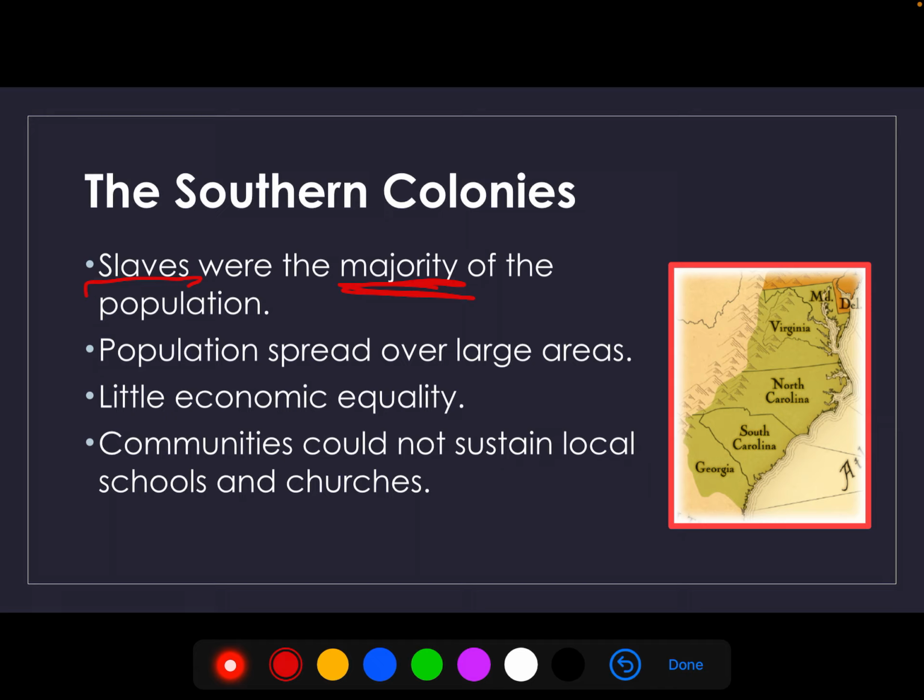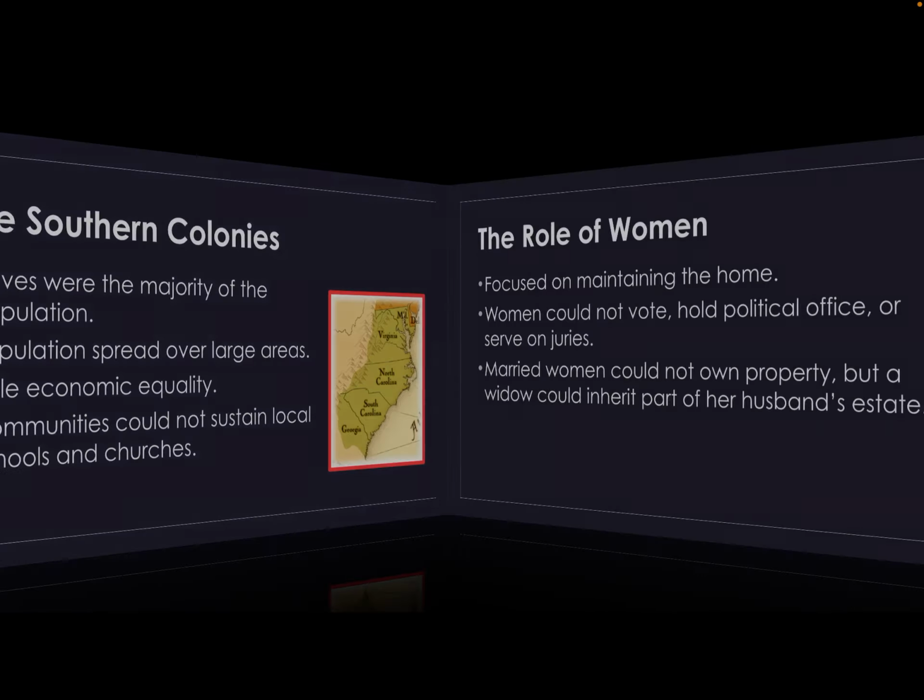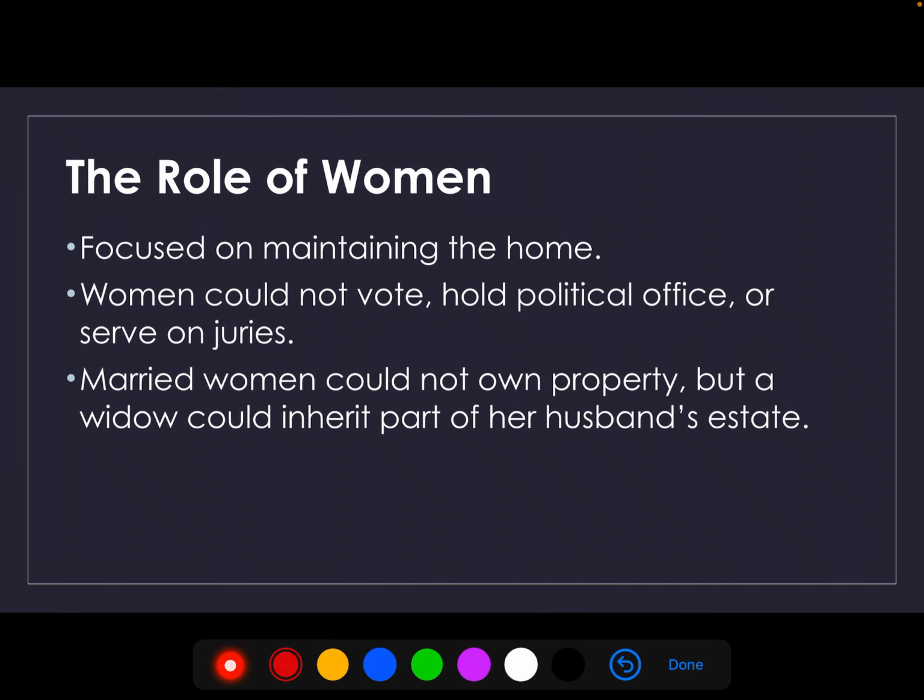Then, of course, you've got the South, where slaves were the majority of the population. And that's the key, is that they're the majority. White people are outnumbered by slaves. By the time you get to the Civil War, it's like something like 2 or 3 to 1. They're outnumbered, and population is spread out over large areas. So there's no towns, there's no concentrated settlement. You have very little economic equality, and obviously no schools, no churches, because no towns, they're all spread out all over the place.